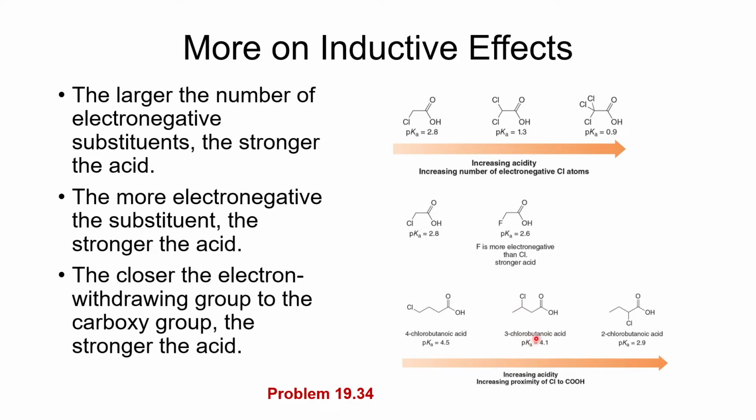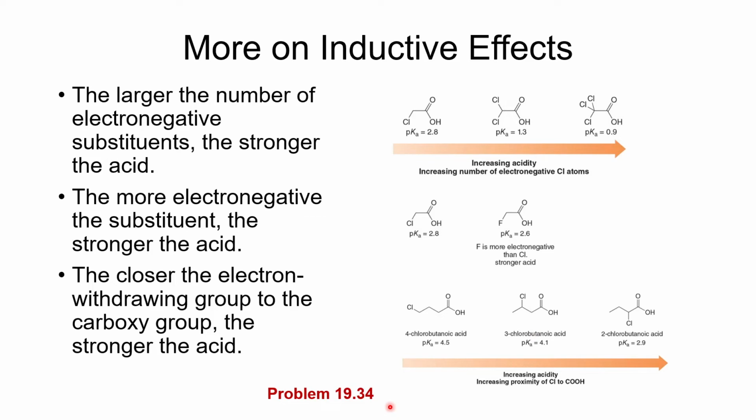But we'll get the biggest effect if we put that chloro on the 2 position. And putting it on the 2 position will pull electron density away even better. So inductive effects, there is a proximity effect. The closer that electronegative atom, the more acidic it's going to be.